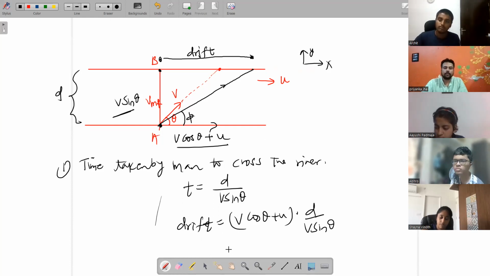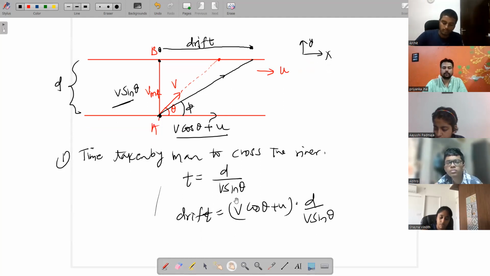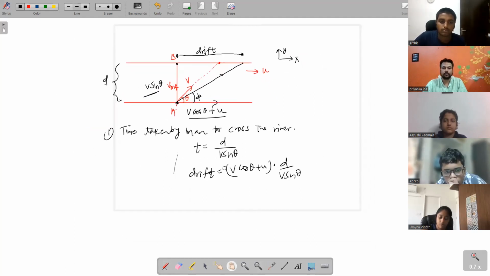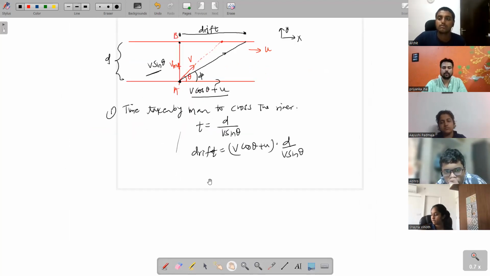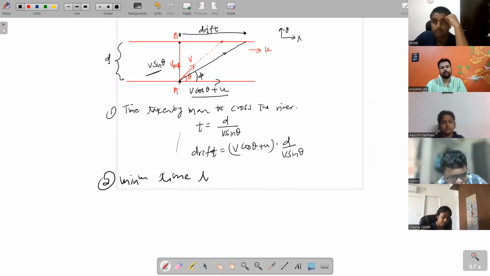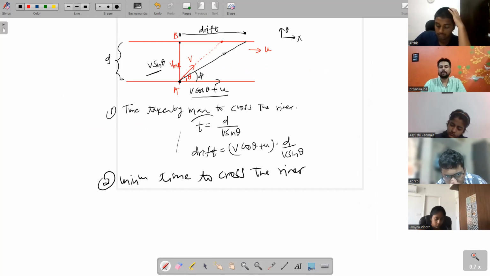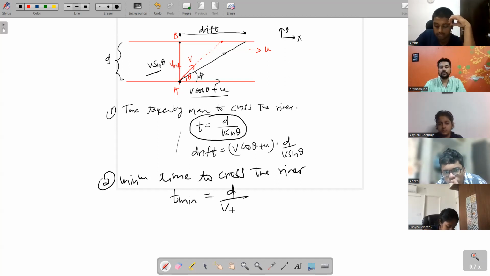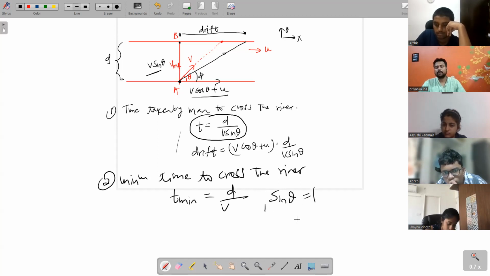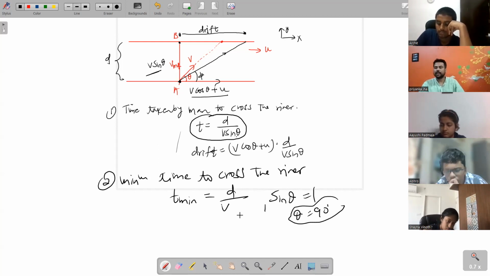Now, the next point is minimum time to cross the river. So you have this time. So this much time it will take to cross the river. For t to be minimum, you know that d is constant, v is constant, sin theta has to be 1. Because for time to be minimum, the denominator has to be maximum. So sin theta must be 1, so theta must be 90 degrees. So this is the minimum time that this man will take to cross the river.